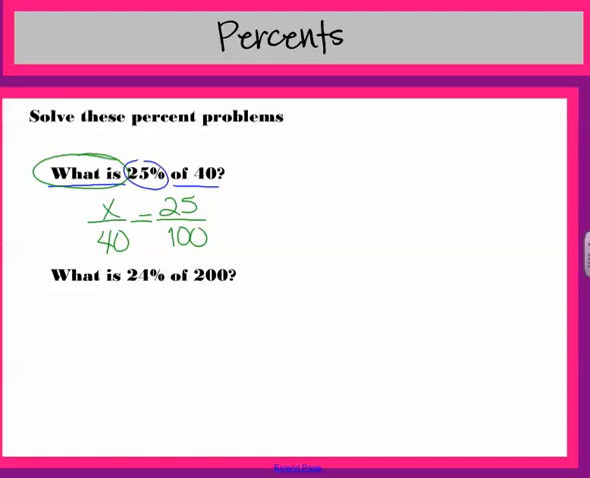Now, because there's not a whole number factor between 40 and 100, it might not be very easy to see what factor you should be using. So it might be beneficial to simplify that 25 hundredths to 1/4. So now we can see that there's a direct relationship between 4 and 40. We know that if we multiply 4 times 10, we get 40. So we'll do that same thing to our top number to find out that 10 is 25% of 40.